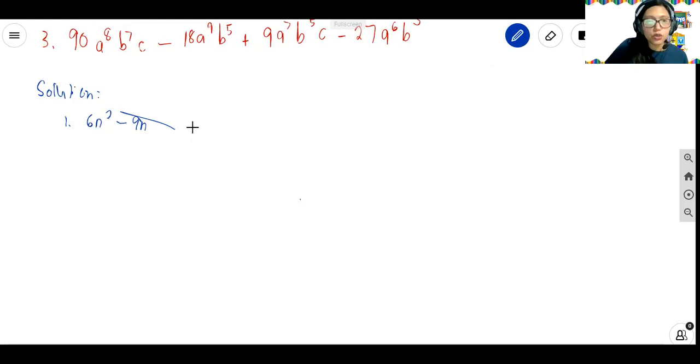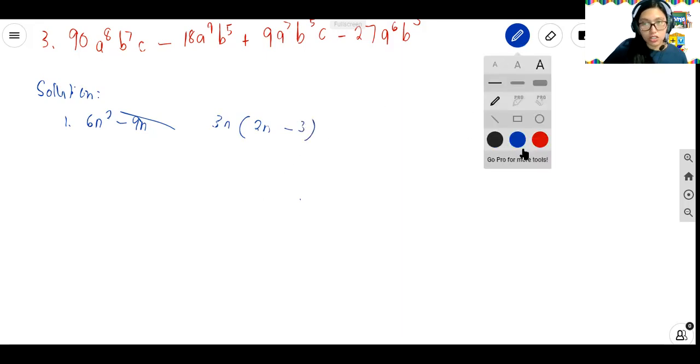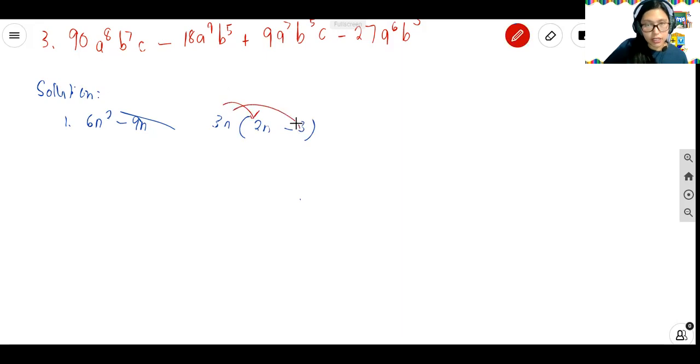Okay. So again, if you look at the terms 6n squared and 9n, the common factor here is 3n. So 6n squared divided by 3n would give us 2n, minus 9n divided by 3n is 3. So again, if you want to check if your answer is correct, just simply distribute 3n to the terms inside. So we'll have here 6n squared minus 9n, and it's the same. Okay? So again, the final answer here, just to make it clear, is 3n times 2n minus 3.